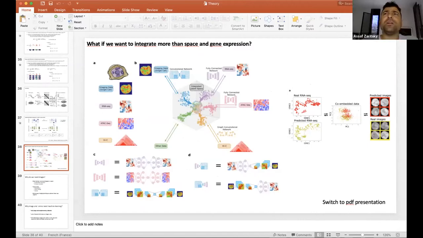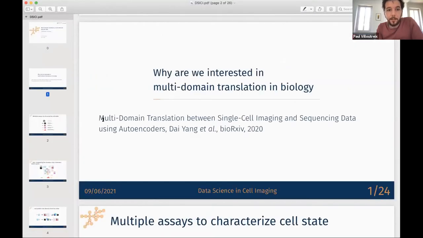What paper is it, Paul? Yeah, the reference will be here. So this paper is called Multi-Domain Translation. Oops. Sorry, I didn't download the latest version. So this is the arXiv paper, but since then it's in Nature Communications. It's called Multi-Domain Translation Between Single-Cell Imaging and Sequencing Data Using Autoencoders. And it's from the lab of Caroline Uhler at MIT.